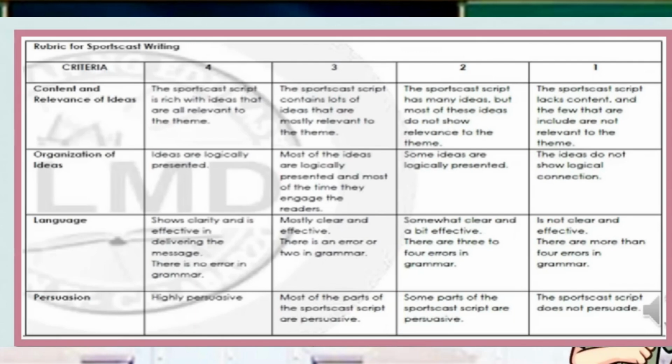And 1 point if the sportscast script lacks content and the few that are included are not relevant to the team. The ideas do not show logical connection, and are not clear and effective. There are more than 4 errors in grammar. And the sportscast script does not persuade.